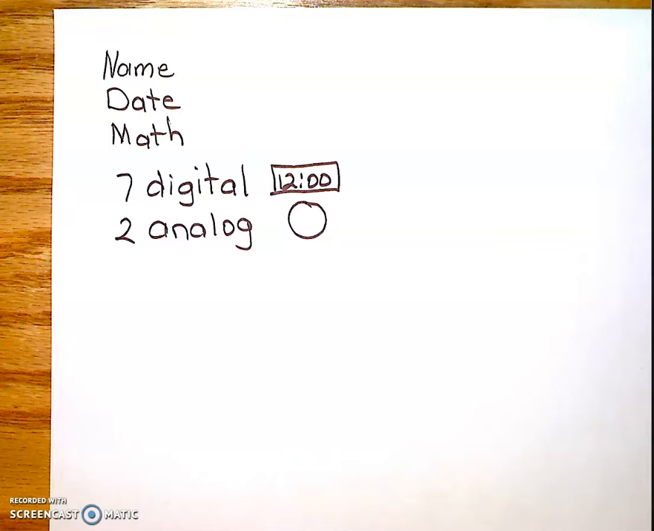Your question, what you need to answer is, how many fewer clocks, circular clocks, does Isaac have than digital clocks? And your second question is, how many clocks does Isaac have altogether? Okay, question 1 is, how many fewer analog clocks does Isaac have than digital clocks? Please pause the video while you figure that out.